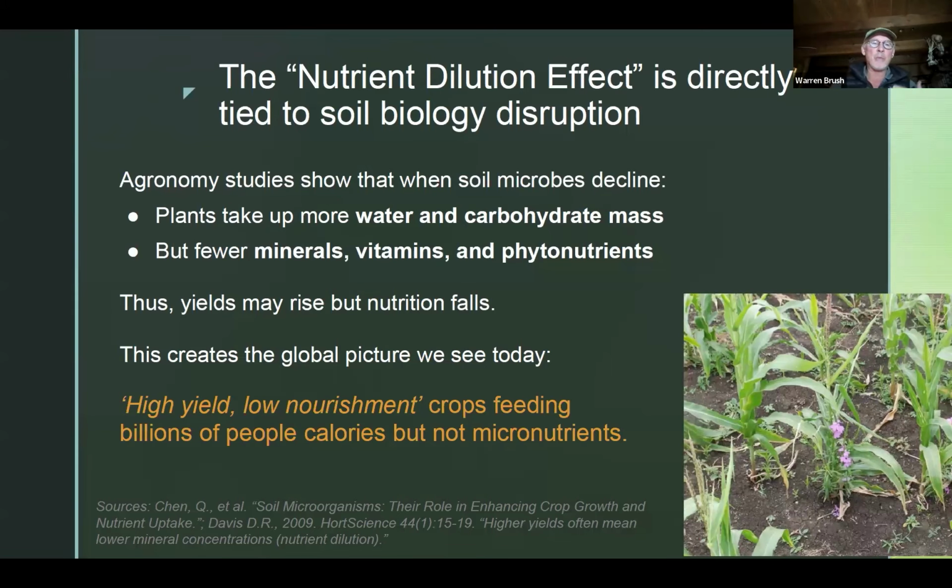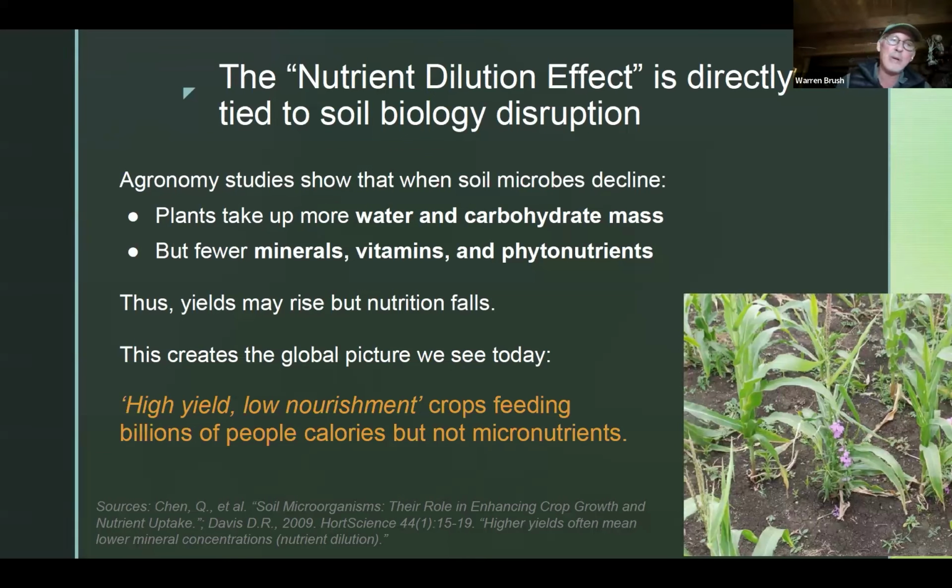So one of the latest studies that has come out, well, it's in the last like 15 years. There was a study that showed that when soil microbes decline, plants start to take up more water and carbohydrate mass, but that there's fewer minerals, vitamins, and phytonutrients. Thus, the yield rises, but the nutrition falls. And I think this is a really important thing to understand, that in humanitarian programming, we don't want to promote a nutrient dilution effect where we get high yield but low nourishment.